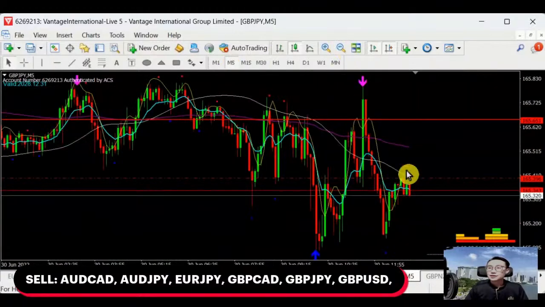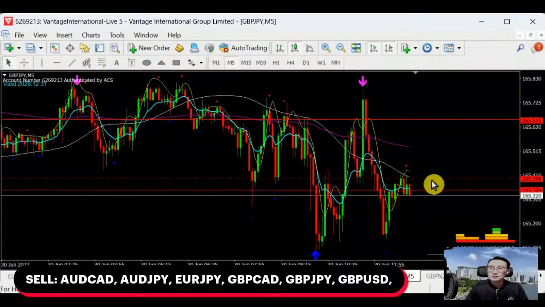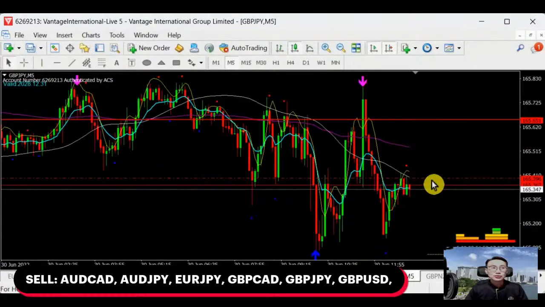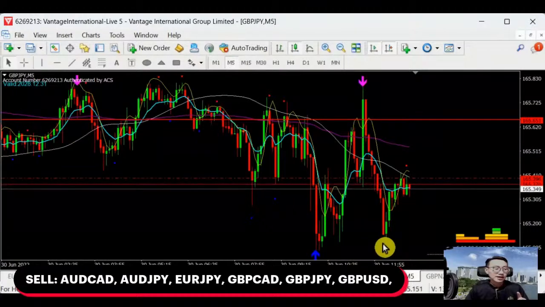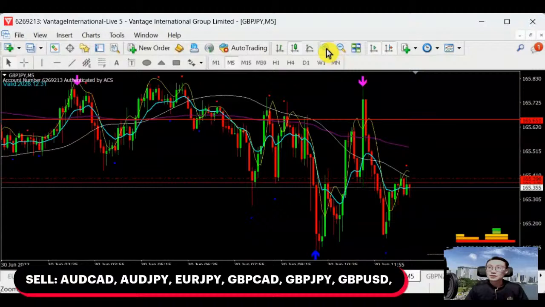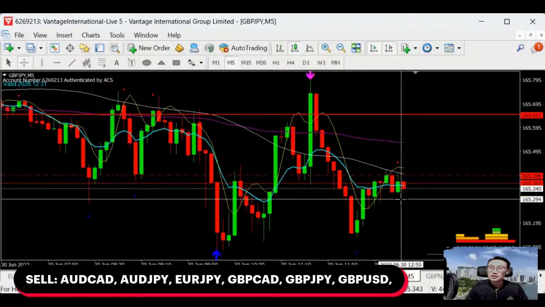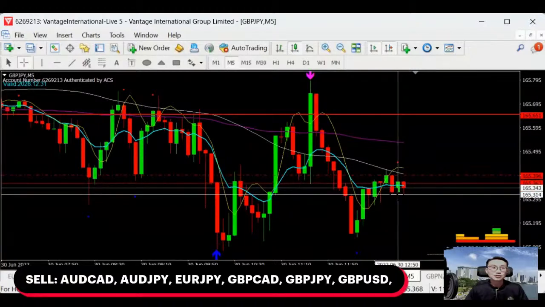So there's a pullback over here. The pullback has met up with a resistance. Right now, they are working on erasing the gains. But you must have a sign that they are working on it. What are the signs? First of all, there's a green candle over here, right? I want the red candle lower than this previous green candle.